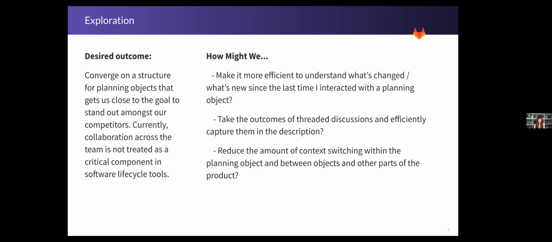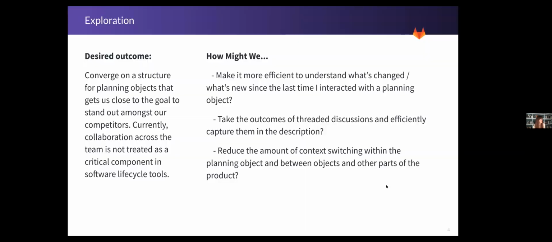During these discussions, we determined the first 2 how might we's were valuable, but not necessarily critical for MVC. So for my part, in these first 2 iterations, a lot of the focus was on reducing the amount of context switching. I explored a lot of layout possibilities and decided on testing reducing context switching as the main focus. I'll show some examples of that in just a moment.